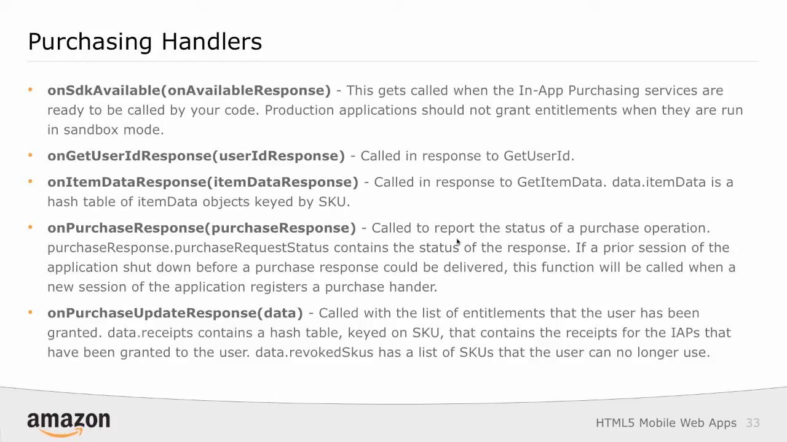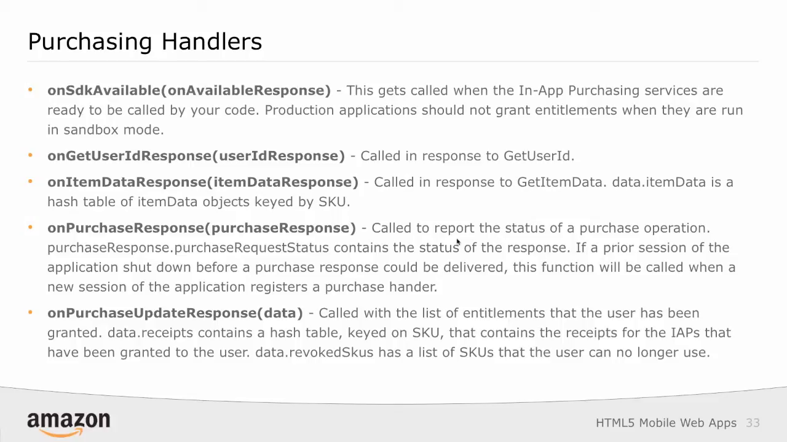Now, if we were doing this in Android, we would need to implement all of these handlers. The only thing we need to do with a web app is include the JavaScript file. And you're going to see a lot of this, there's already boilerplate code that we can just bring down. So on SDK available, the first thing you need to make sure is that they have the in-app purchasing services ready. We're going to also check to see if we're in sandbox mode.